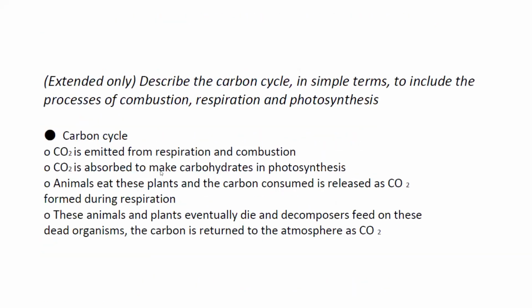Carbon dioxide can be formed by complete combustion, like in the carbon cycle. So CO2, carbon dioxide, is emitted by what? The processes of respiration and combustion emit carbon dioxide, which is absorbed by the green plants and turned into carbohydrate by the process of photosynthesis. And animals eat these plants, and the carbon consumed is released. And these animals or plants eventually die or decompose. Fed on by decomposers, the carbon is returned to the atmosphere.